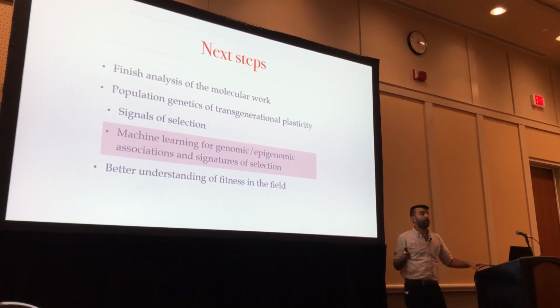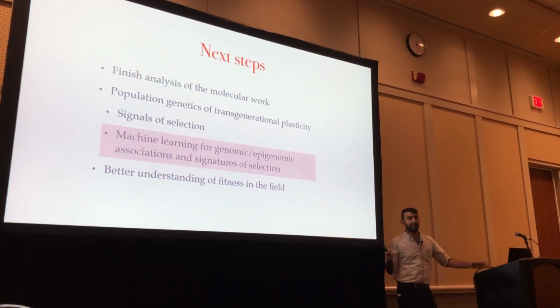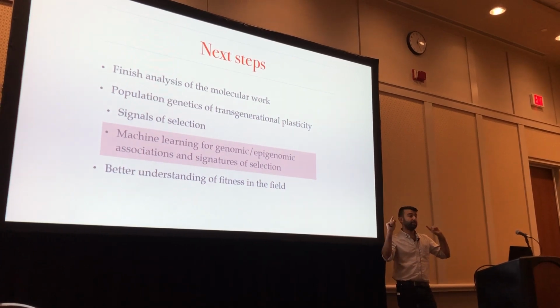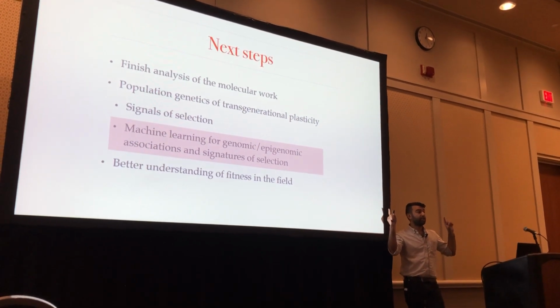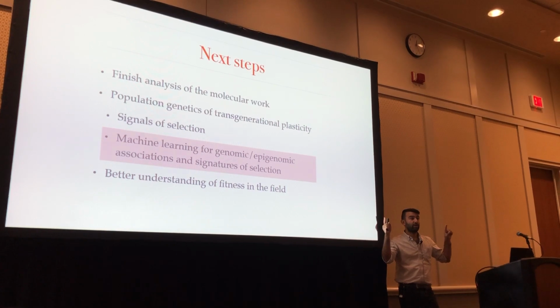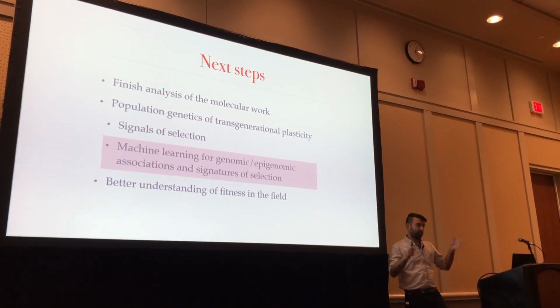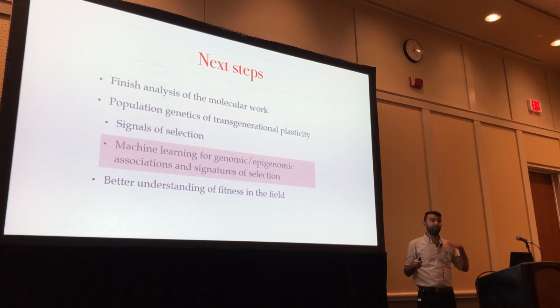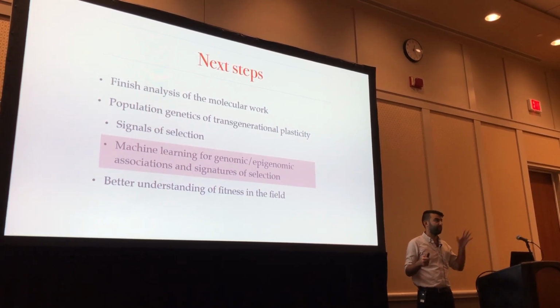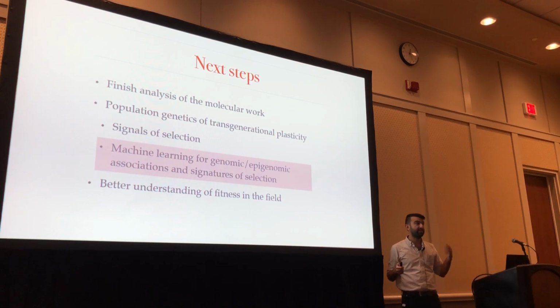And obviously, we want a better understanding of fitness in the field. So we'd like to take these lines. I didn't mention this, but all of the genotypes that we used are parents of QTL mapping lines. So we'd like to put QTL mapping lines in the field and use that also to figure out what the fitness consequences of being able to express these different components of transgenerational plasticity are in nature.